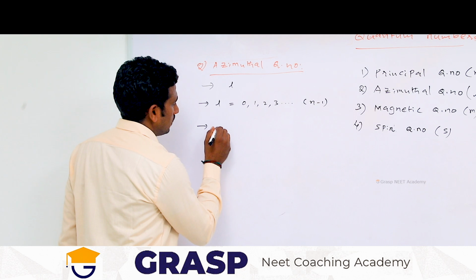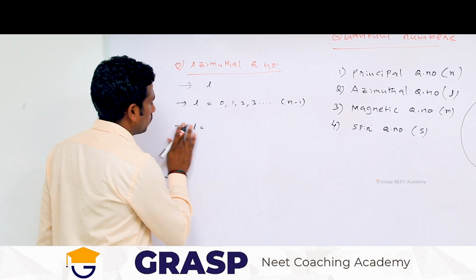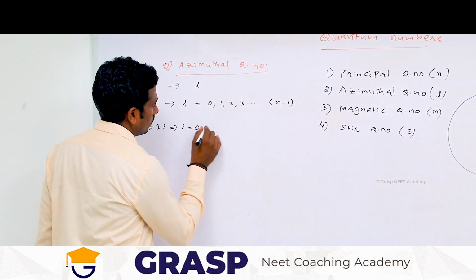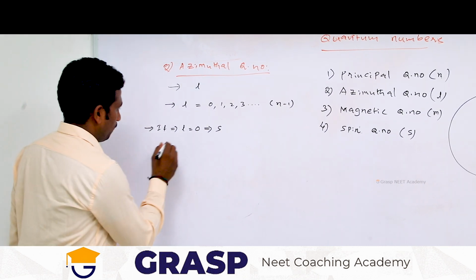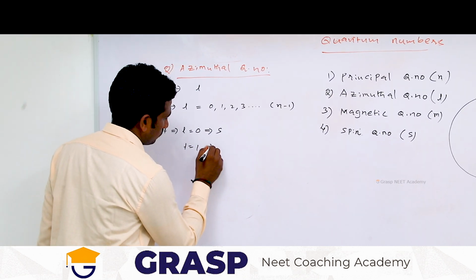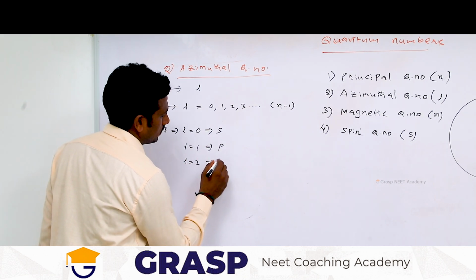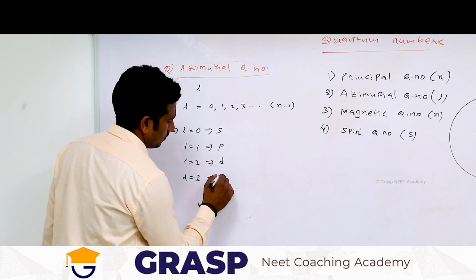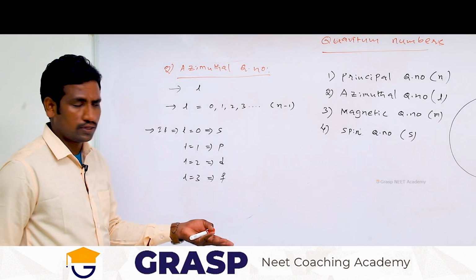So here, if l is equal to 0, what are you calling it? S orbital. It is the s subshell. If l is equal to 1, it is the p subshell. If l is equal to 2, that is the d subshell. If l is equal to 3, what subshell will it be? Like this you can write many. l is equal to 4, g orbital, like that.